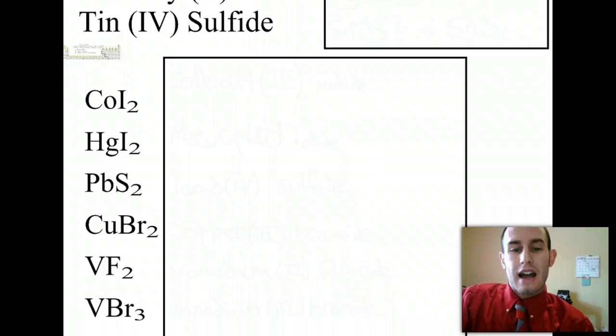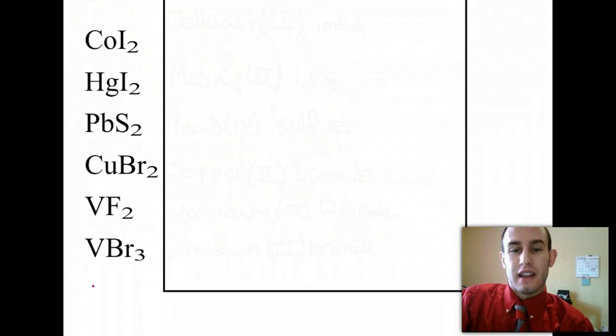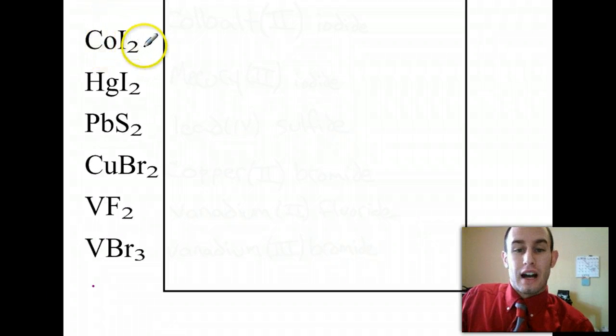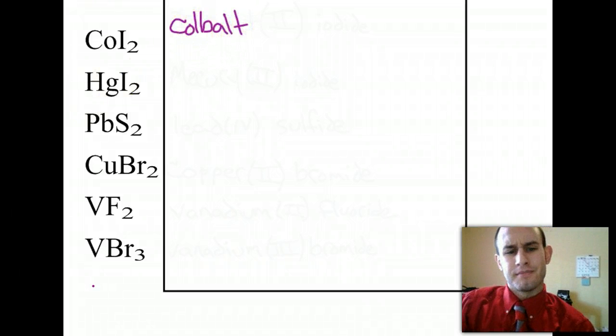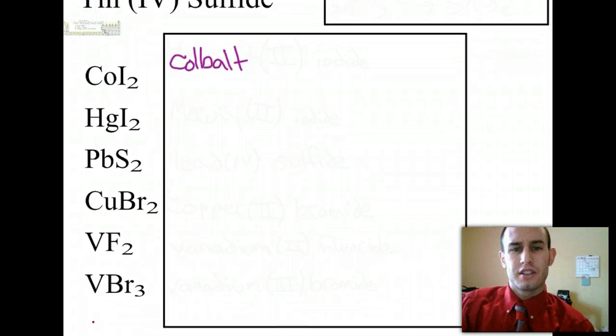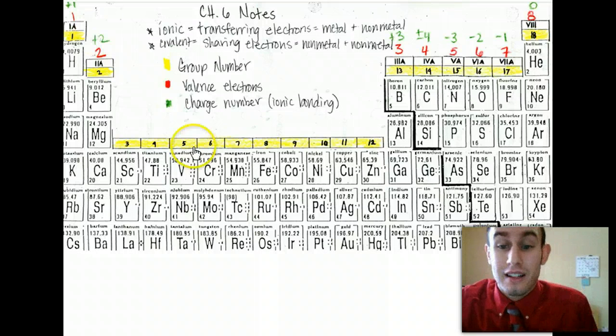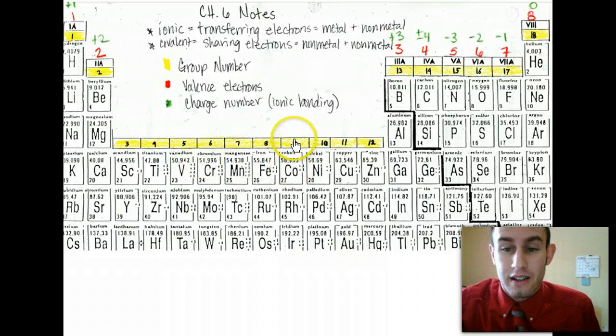Let's look here at some of these examples. Cobalt iodide, that's going to be its name, and we need to write that out here. So it's going to be cobalt because that's my metal cation. Now, if you're not sure whether cobalt is a transition metal, take a look at your periodic table. Let's find cobalt. It's right there. It is a transition metal.